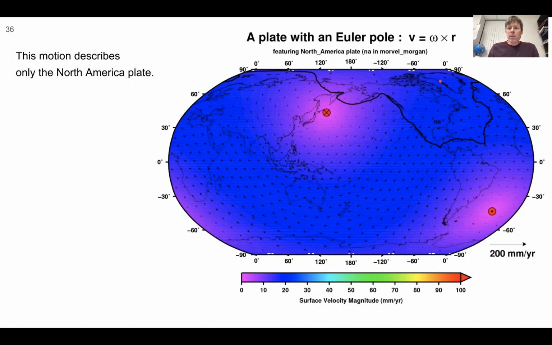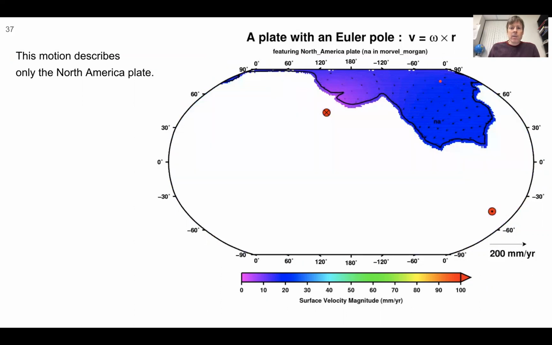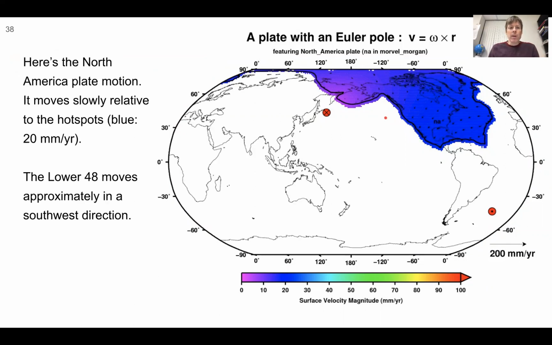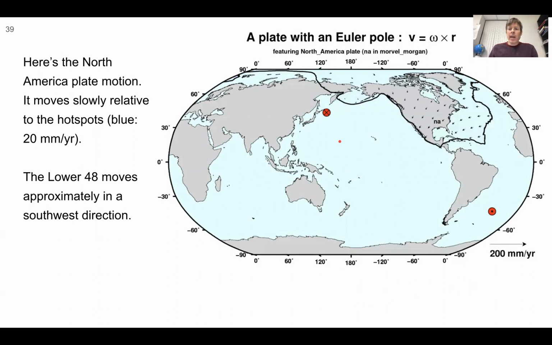We can see the coastlines here. So we cut out the portion inside the boundary. And that's our North America plate motion. It moves slowly relative to the hot spots. This blue here is about 20 millimeters per year. And the lower 48, for example, this portion, if you look in here, you'll see these arrows are moving approximately in the southwest direction. And we'll come back to that in a bit. Again, our picture of North America plate motion.